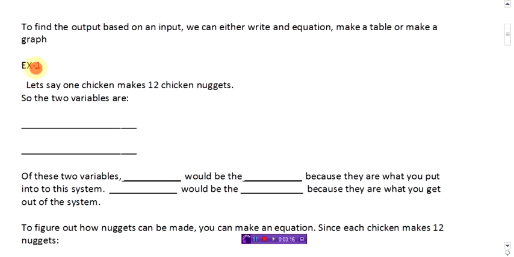So, let's take a look at the first example here of a relationship between chickens and nuggets. Let's say that one chicken makes 12 chicken nuggets. What are our two variables? What are the two things that we're connecting here? Well, one would be chicken. There's a certain amount of chickens that went in. So chickens would be one of the variables. The other variable would be what comes out, the nuggets.